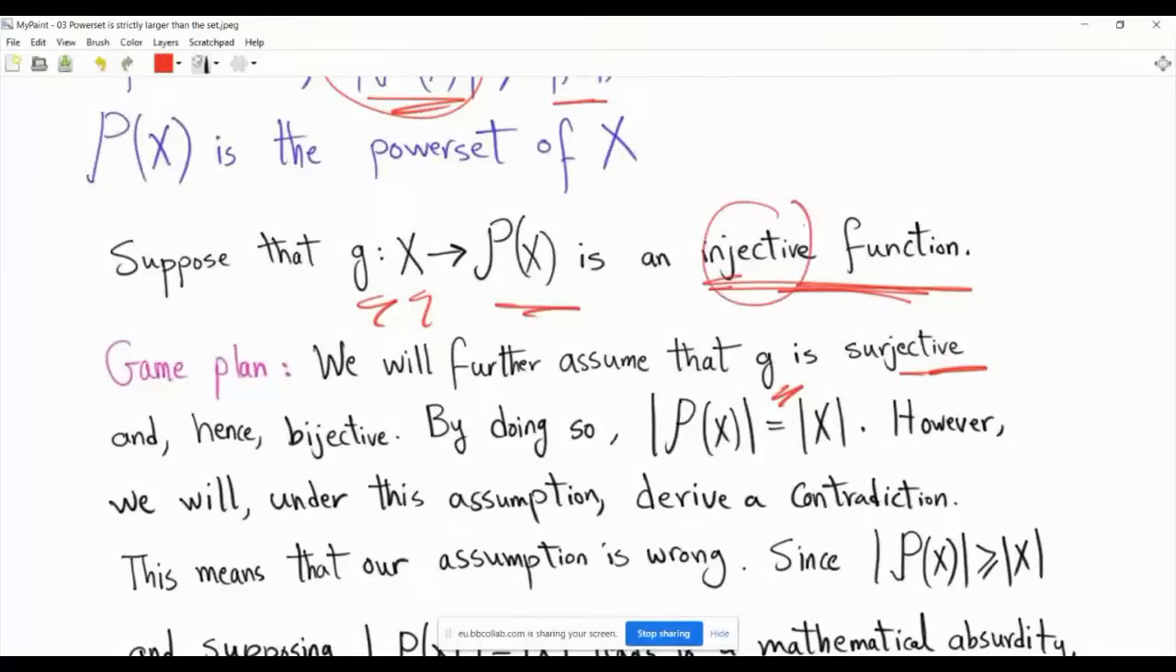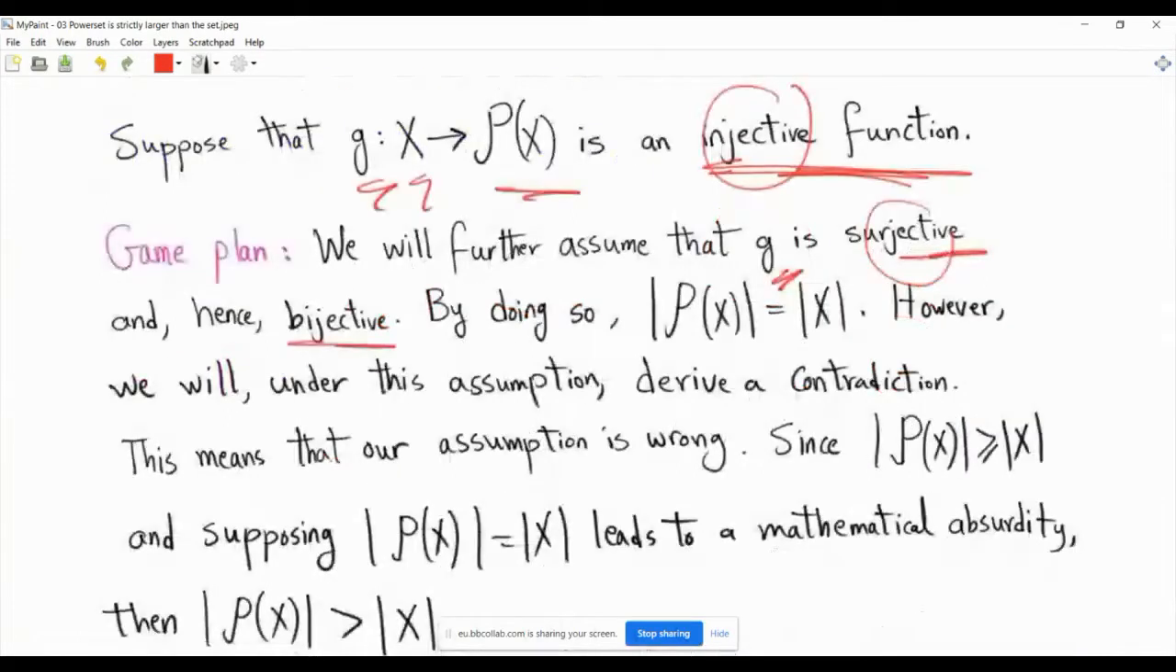And if it is injective and surjective, then it is bijective. Okay, so this is basically an assumption. And as in proofs by contradiction, what we will try to do is show that under this assumption we reach nonsense. Okay, and so this will indicate to us that our assumption is wrong, and we cannot have a bijection between a set and its power set.